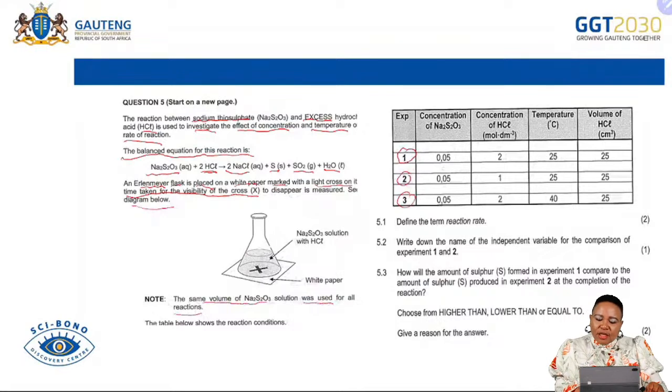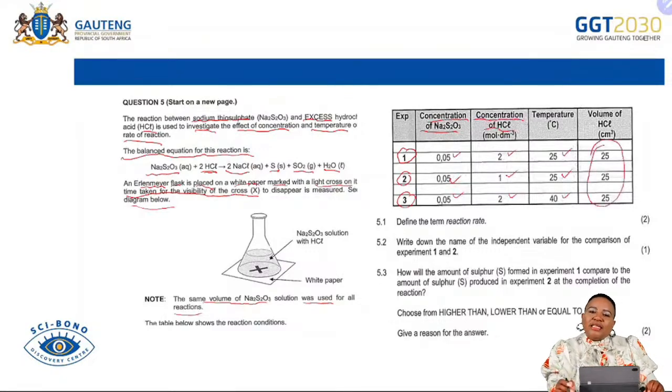As you can see, the concentration of sodium thiosulfate is the same, 0.5, in all 3 experiments. But when you look at the concentration of hydrochloric acid, in experiment 1 it is 2, in experiment 2 it is 1, and in experiment 3 it is 2 again. Then the temperature is 25 in experiment 1 and 2, and 40 in experiment 3. And the volume of hydrochloric acid is the same in all the experiments.